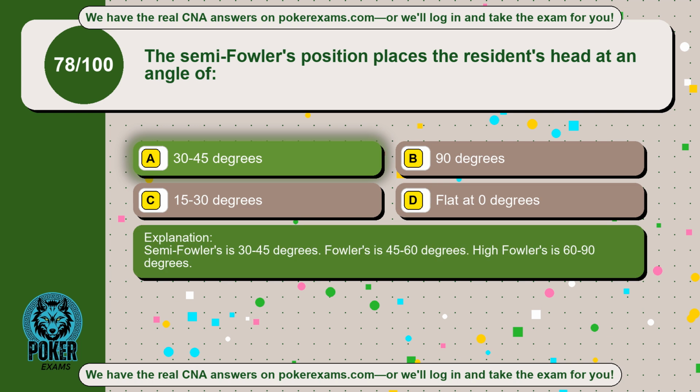Semi-Fowler's is 30 to 45 degrees. Fowler's is 45 to 60 degrees. High Fowler's is 60 to 90 degrees.